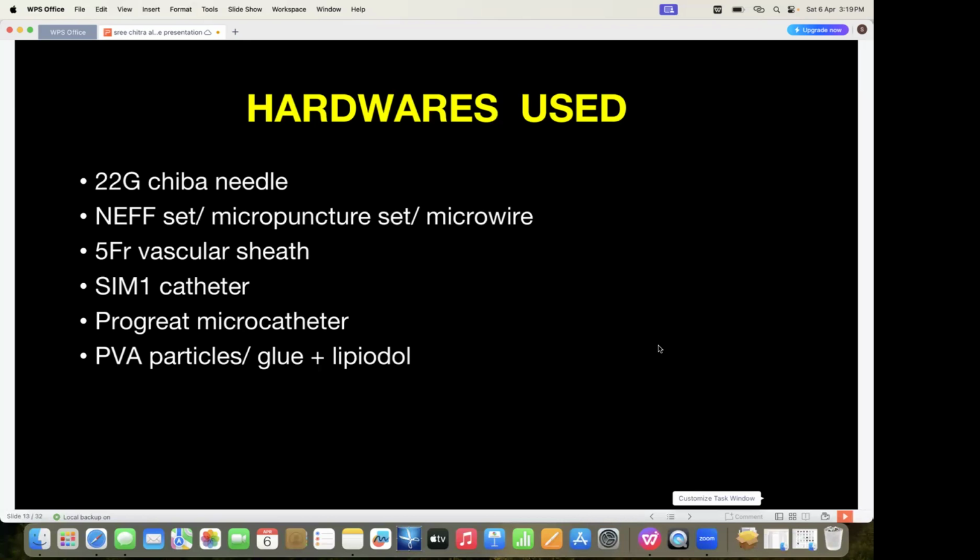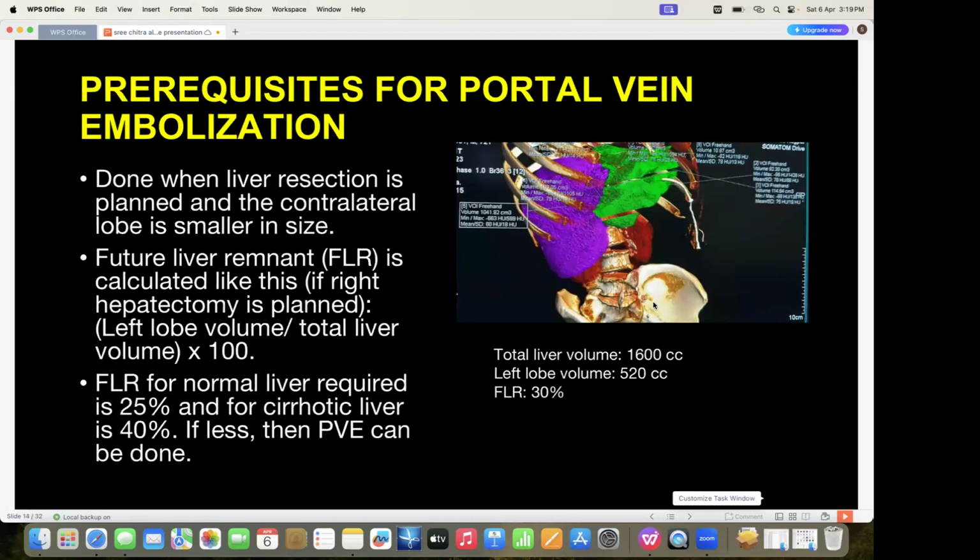Glue with lipiodol, I feel about 5 cases we have done. In those 5 cases, I personally feel glue and lipiodol has got a better efficacy, and the procedure time is also relatively short, so the radiation dose also tends to be lower with the glue and lipiodol combination. The case that I have shown is from a different patient, whereas this is from a different patient.